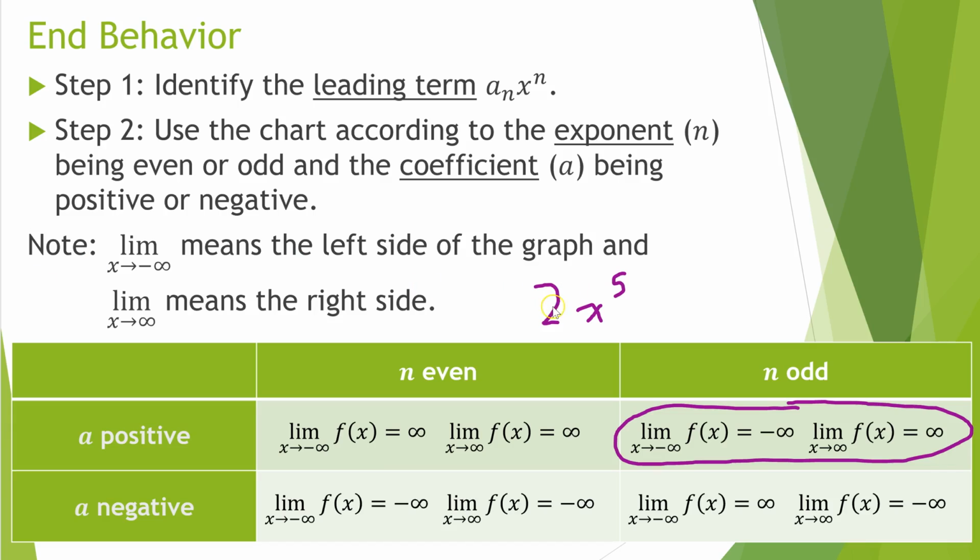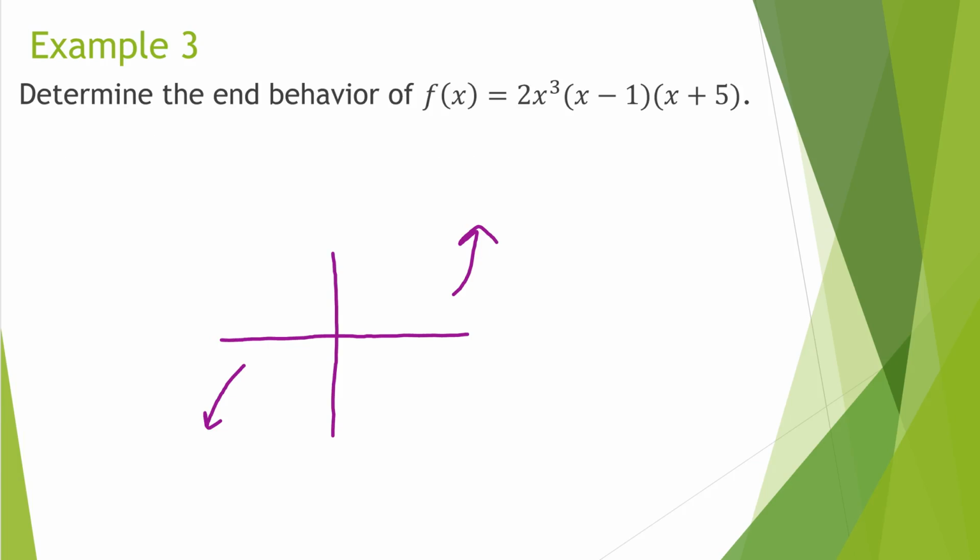So if you have a positive coefficient and an odd exponent, that's our positive and odd intersection here again. My answer is on the left-hand side, it should be going down to negative infinity, and on the right-hand side of the graph, it should be going up to positive infinity. So down on the left, up on the right again. So the ends of my graph would look something like this.